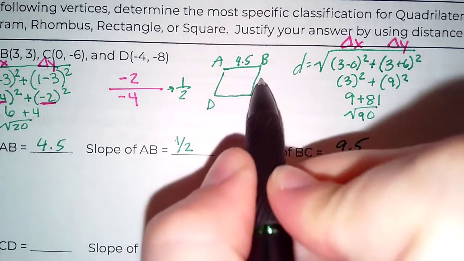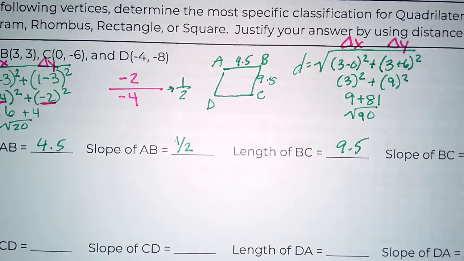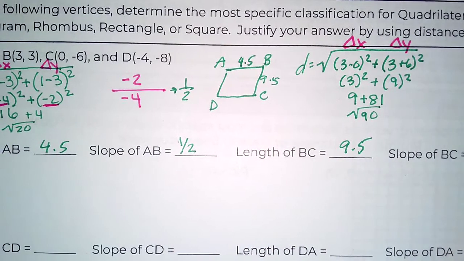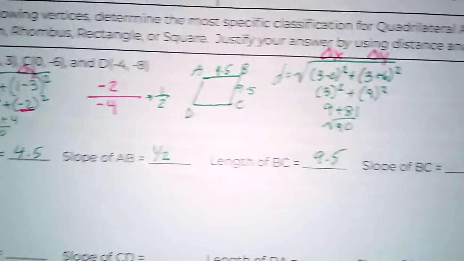So if BC is 9.5, which two shapes have we just narrowed it down to? If these lengths are different, it cannot be a square and it cannot be a rhombus. So it could still be a rectangle or a parallelogram. Not sure yet, so let's find the slope to determine.